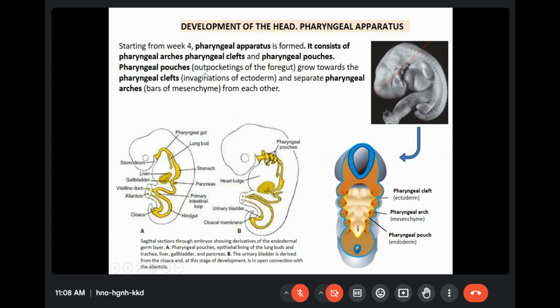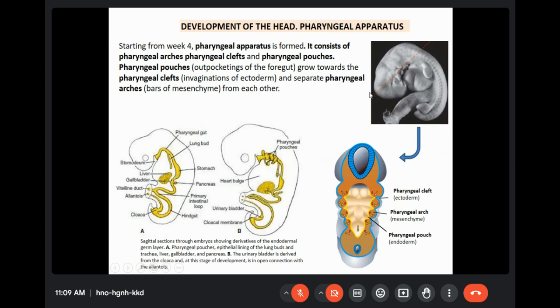Pharyngeal pouches are the outpocketings of the foregut. Here in yellow you see the gut of the embryo. Its frontal part is the foregut, and in the next stage you see how the pharyngeal pouches grow from the foregut. So they are outpocketings of the foregut, of the endoderm. They grow from endoderm towards the surface of the embryo, and at the same time the pharyngeal clefts, invaginations of ectoderm, grow towards these pharyngeal pouches.